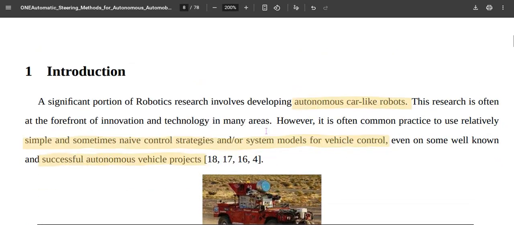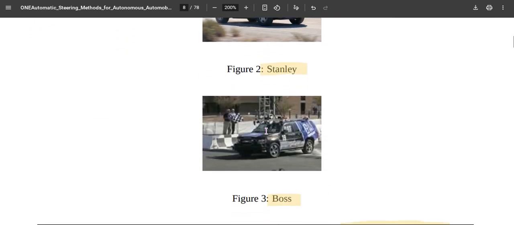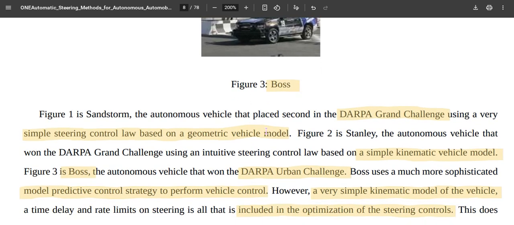In the introduction, they say that a lot of research has been put into developing autonomous car-like robots, and most of these are developed using simple and naive controlling strategies and system models for vehicle control. That has been very successful in bringing autonomous vehicle projects like Sandstorm, Stanley, and Boss from Carnegie Mellon. These were tested during the Darba Grand Challenge and Urban Challenge.